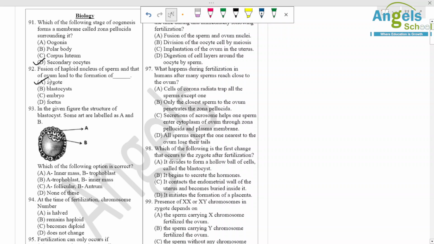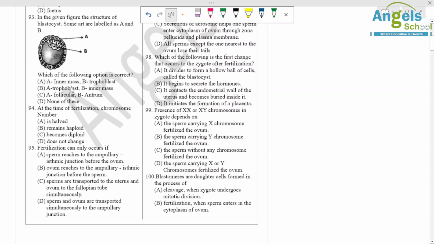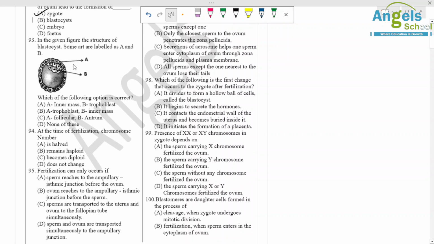In question number 93, a figure of the structure of blastocyst is given. Some parts are labeled as A and B, so you have to find out what A is and what B is. So A is the trophoblast and B is the inner cell mass. So option B is the correct answer, trophoblast and inner cell mass.